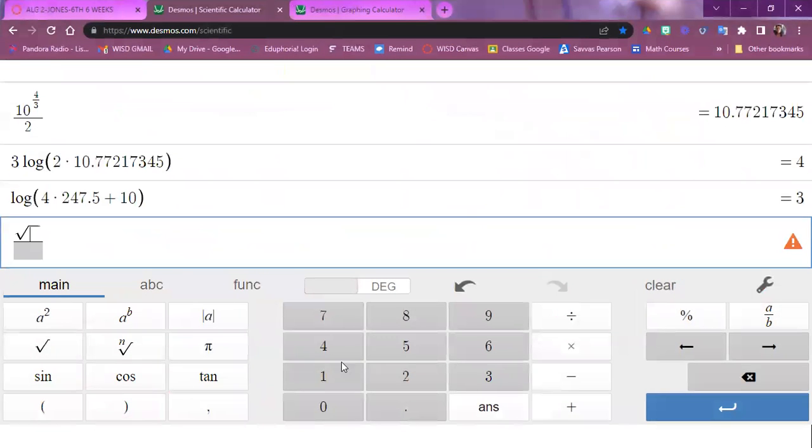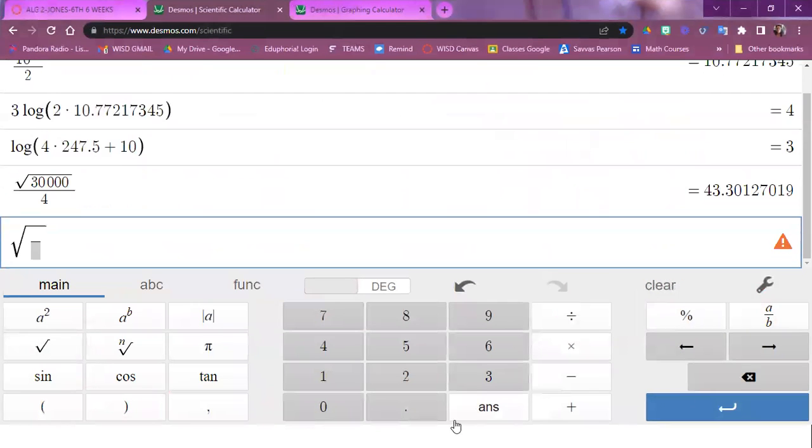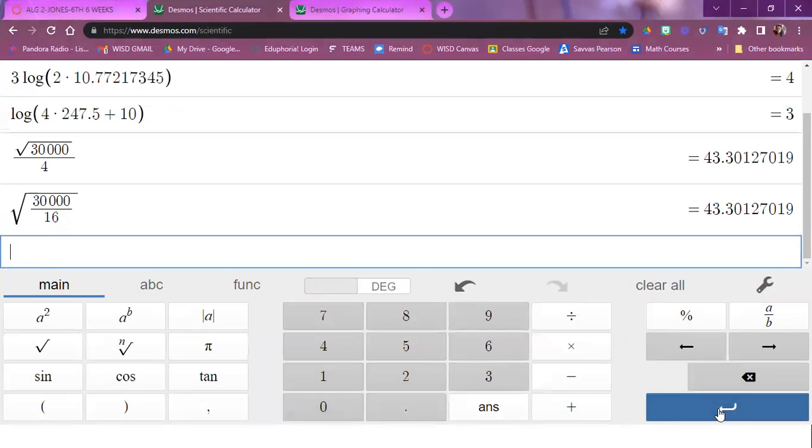So square root of 30,000 divided by 4, hit enter, and I get 43.301. Now, if you wanted to do the whole thing, you would have to put the square root, and then you would have written 30,000 divided by 16. So as long as it's all underneath the square root, then you're fine. So we get 43.301, rounded to the nearest 3 decimals.